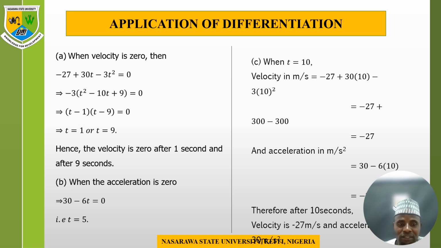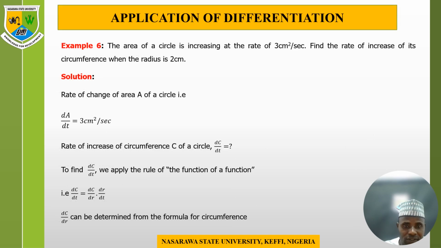Now, when acceleration is 0, for that particular function, you differentiate it once to get the velocity. Then for acceleration, you have to differentiate the velocity again. That is the second derivative, which gives the acceleration. So when you do that, we have 30 minus 60t equal to 0. So that is when t is 5. Then substitute that and simplify, and you have our result to be that.